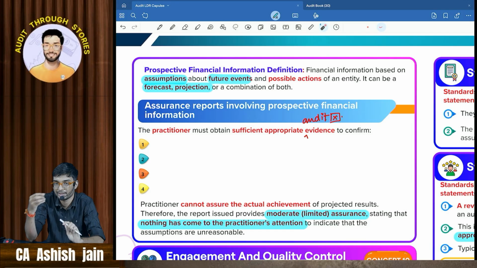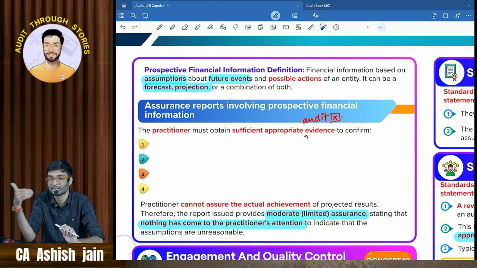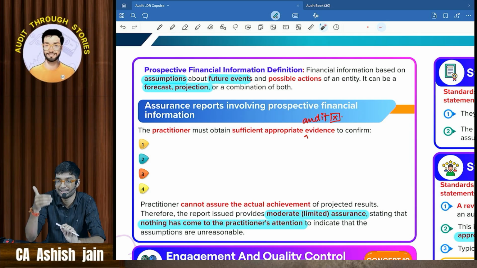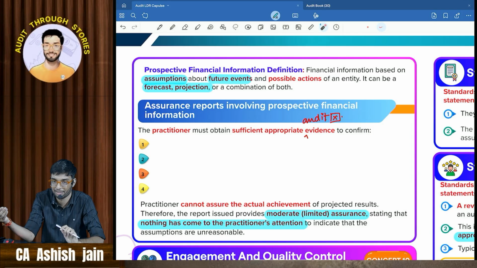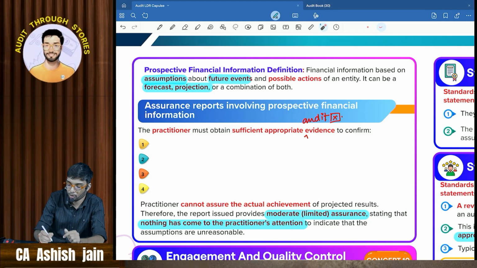First of all, try to understand one thing: what is the purpose of creating prospective financial information? For example, if a company wants to get a loan from a bank, obviously the bank wants to know how the company is going to perform, what its forecasted sales will be in the next 5 years, and based on that the bank will sanction the loan. That's why prospective financial information is prepared.